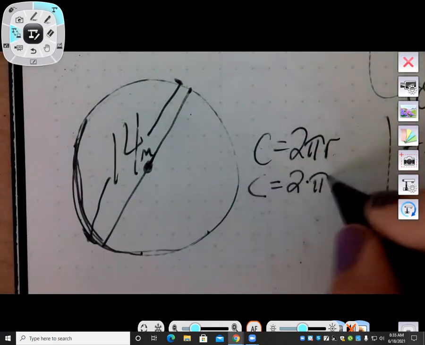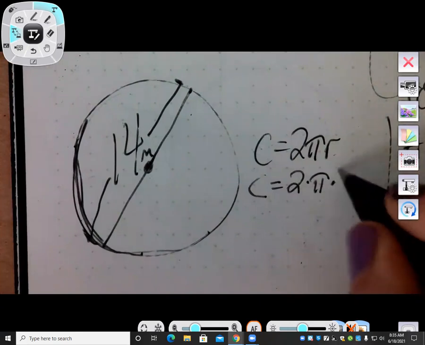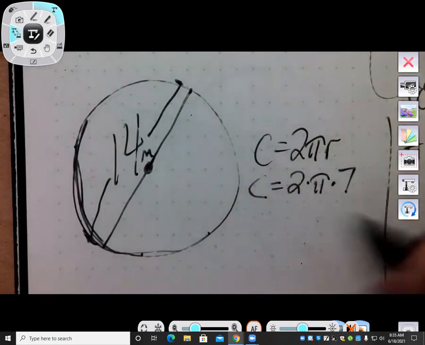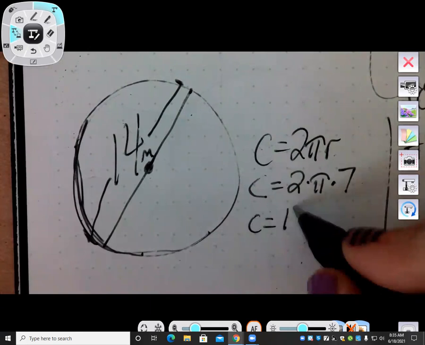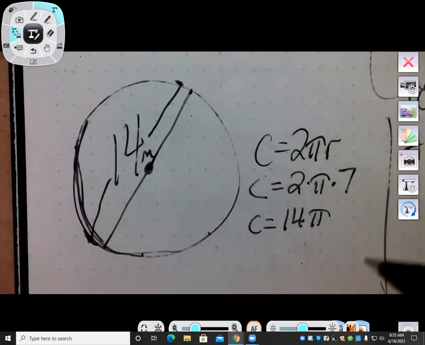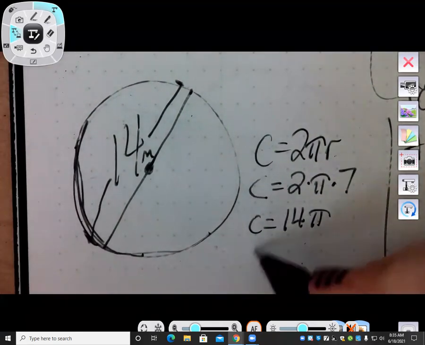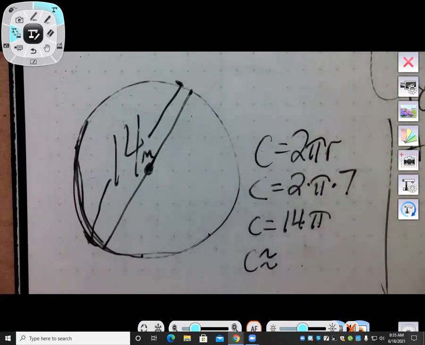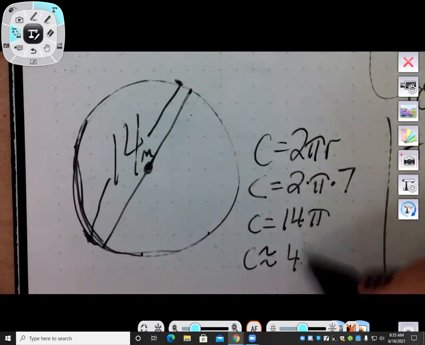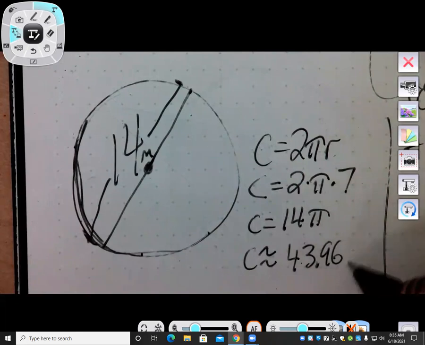So I'm doing 2 times pi times 7. 7 is actually my radius. So my exact answer, if I was looking for that, is just 14 pi. But I'm going to turn that into 3.14 and multiply together. So Mary is correct with a 43.96. I got one.